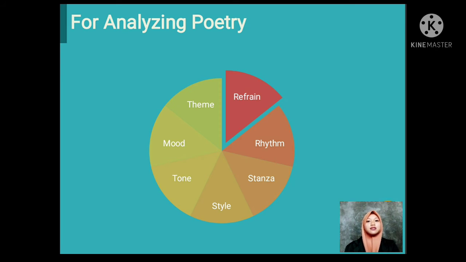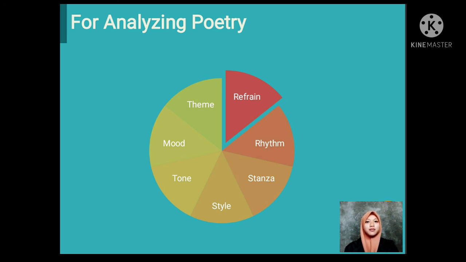And the last, number 4, is for analyzing poetry. The first is refrain. Refrain is a phrase or verse recurring at intervals in a song or poem, especially at the end of each stanza or chorus. For example, what you need is not just money, but money is what you need.